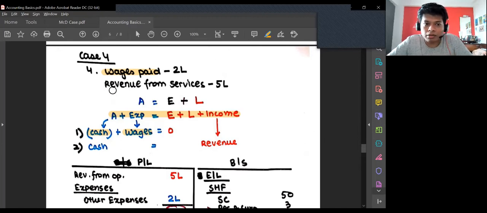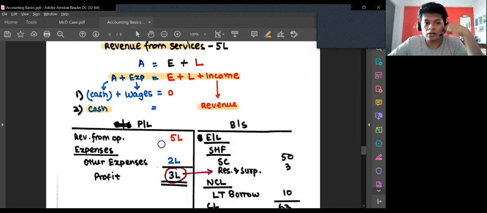Now let's take the example of revenue from services. What happens? I'll just remove these things. With revenue from services, you've received income, so income is here. Income will increase. Now when you receive money from your sales, you receive cash. So cash is increasing on this side and revenue is increasing, and again you see the equation is tallying.